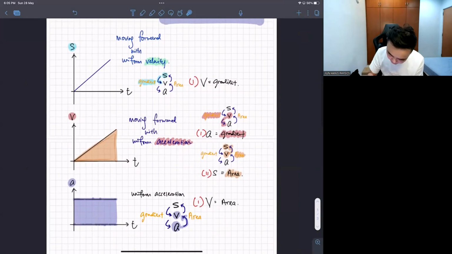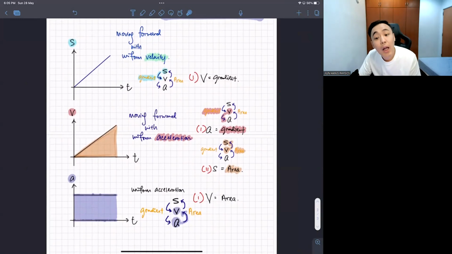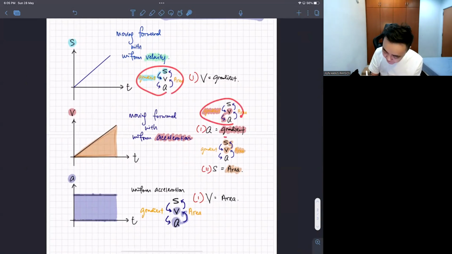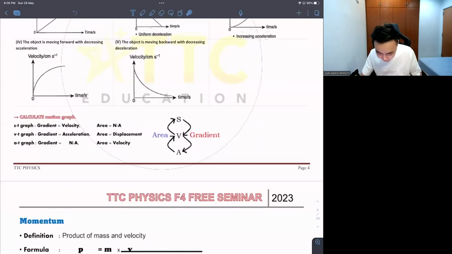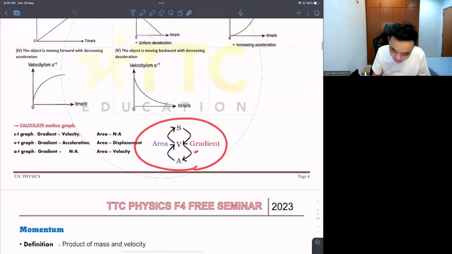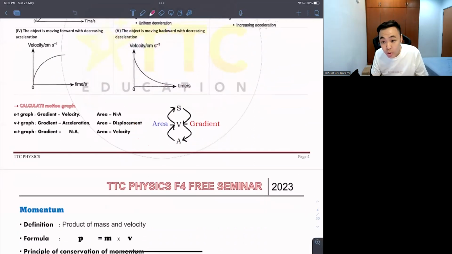Okay, come. Screenshots. Are we good? But you see, no need to memorize all this. Use the shortcut. SVA, everything settled. Can? Understood? Clear? Okay. Where's my okay? Okay, good. Move on.